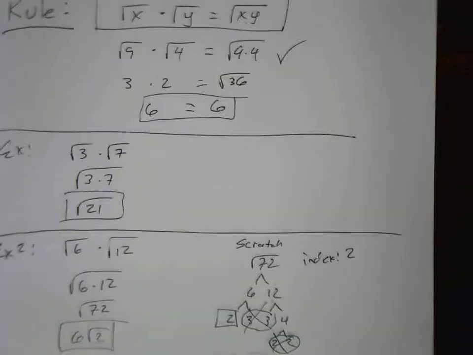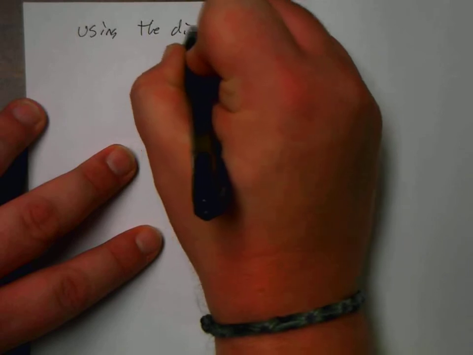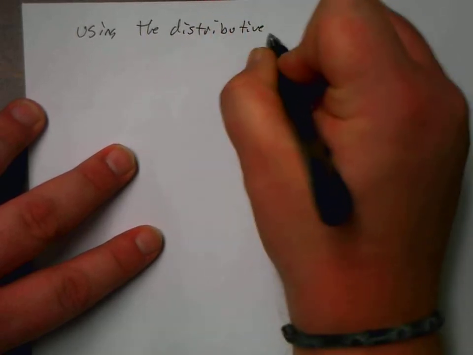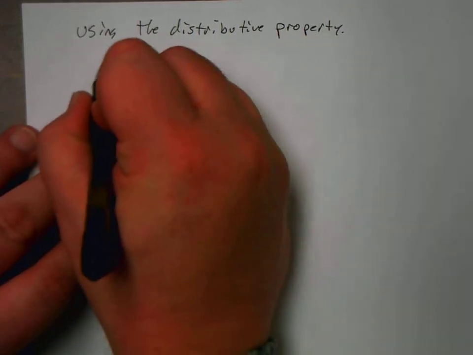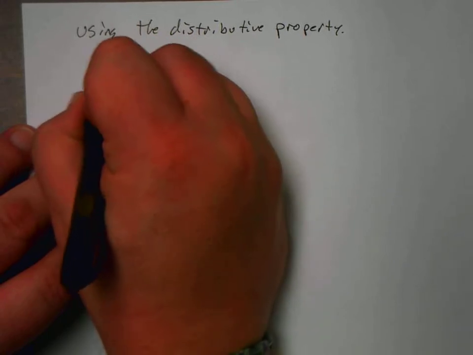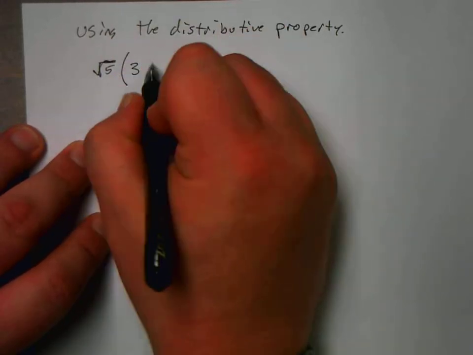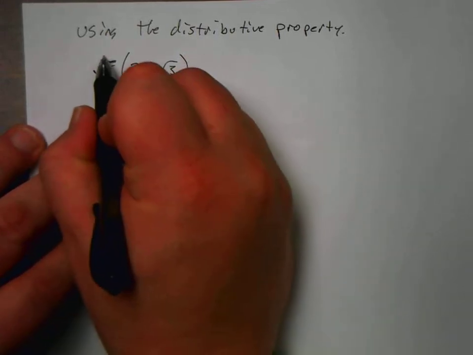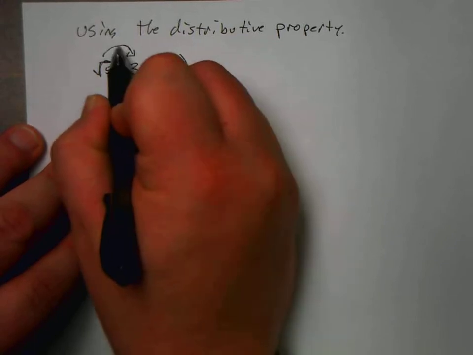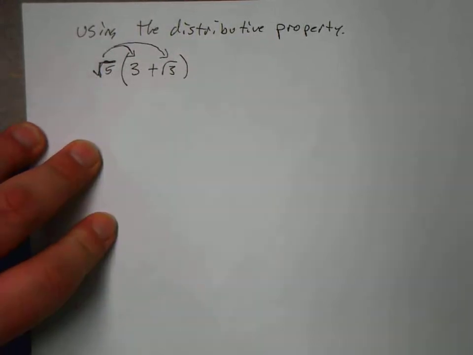All right, now let's take a look at a property that you're very familiar with called the distributive property. So using the distributive property, let's take a look. What happens if I take the square root of 5 and I multiply it by 3 plus the square root of 3? Well, I know I have to distribute the square root of 5 to both the 3 and the square root of 3.